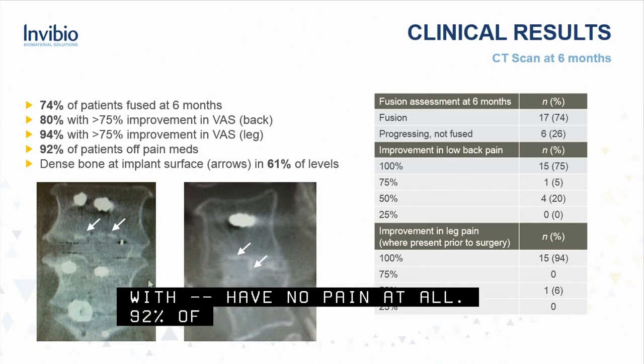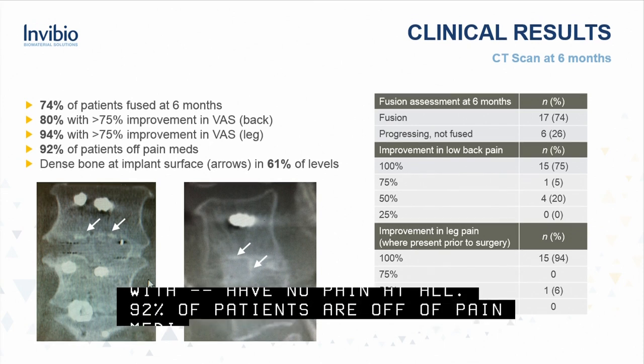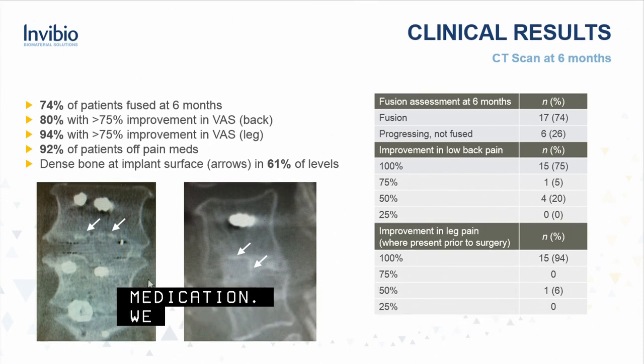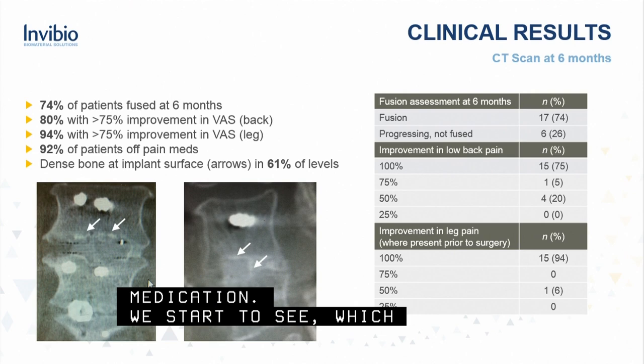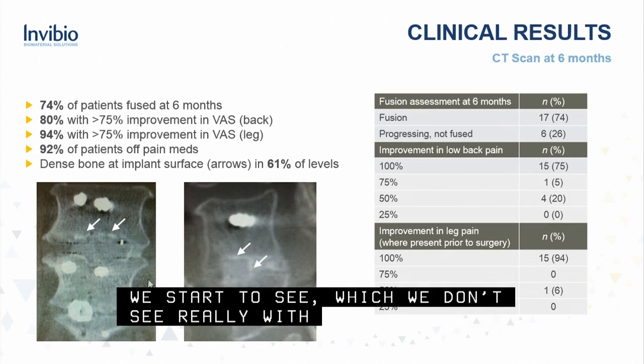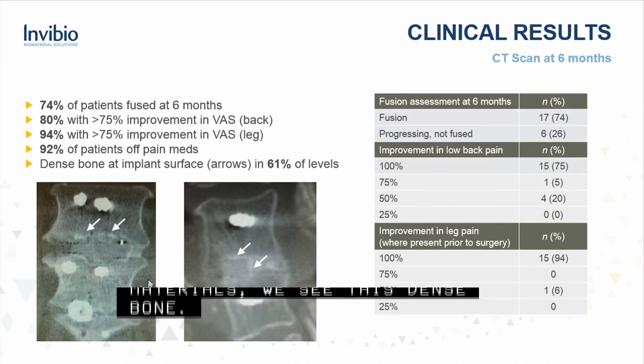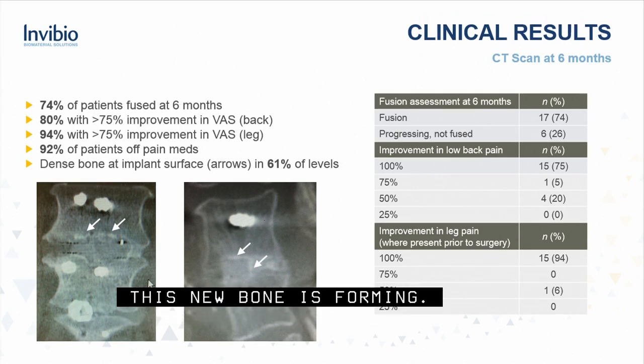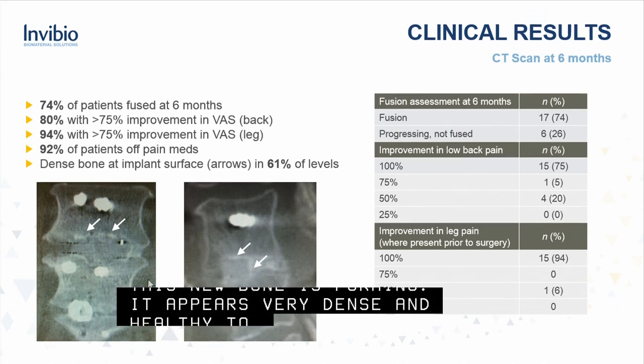And we start to see, which we don't see really with standard PEEK materials, this dense bone. So this new bone is forming. It appears very dense and healthy. And we see that in 61% of all the levels that were operated on. And that's something we don't typically see.